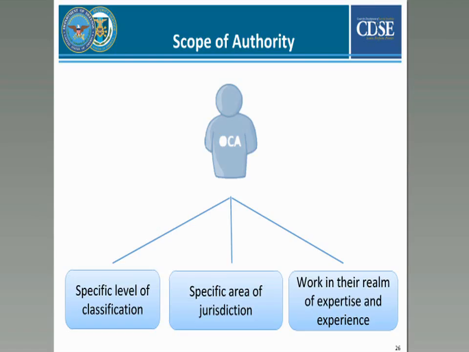When OCAs are appointed, they are given a specific area of jurisdiction. That is, they are assigned a specific realm in which they are qualified to make original classification decisions. This jurisdictional limit on authority helps ensure that OCAs are working in their realm of expertise and experience. For example, an air wing commander would not be granted original classification jurisdiction for an undersea warfare program.